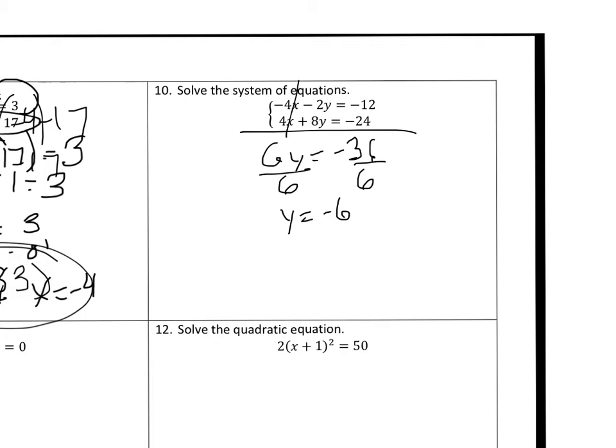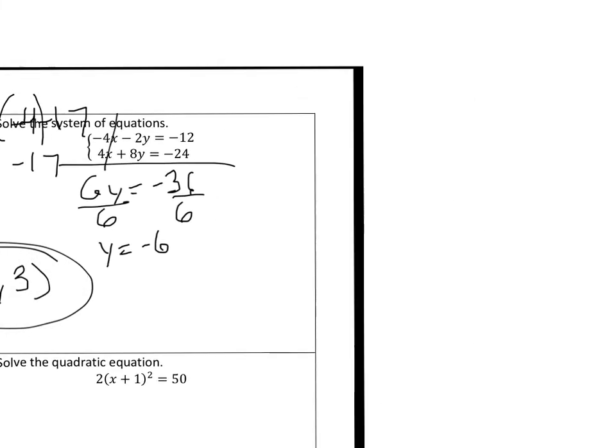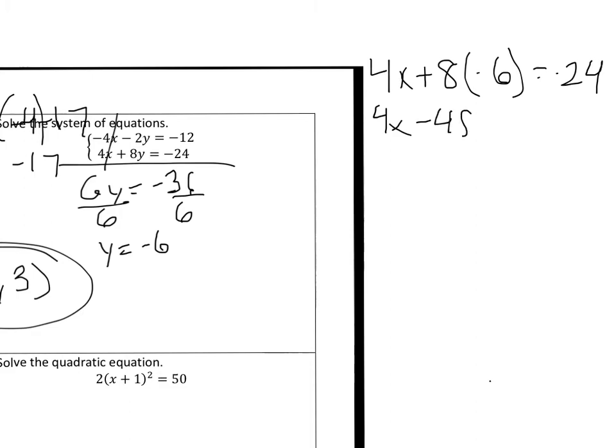But I still need my x value. So I'm going to pick the bottom equation. Doesn't matter which one you want to use. So here's my bottom equation, 4x plus 8, and I already have my y value, so negative 6, equals negative 24. Now I just need to solve for x. 8 times negative 6 is negative 48, equals negative 24.